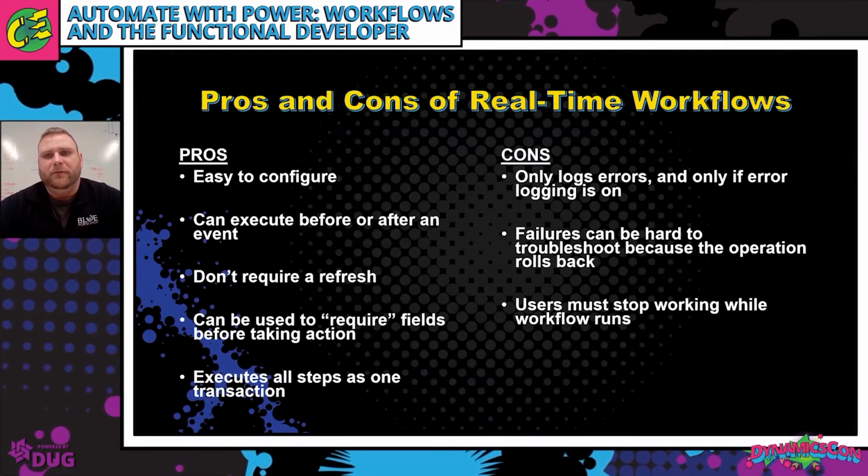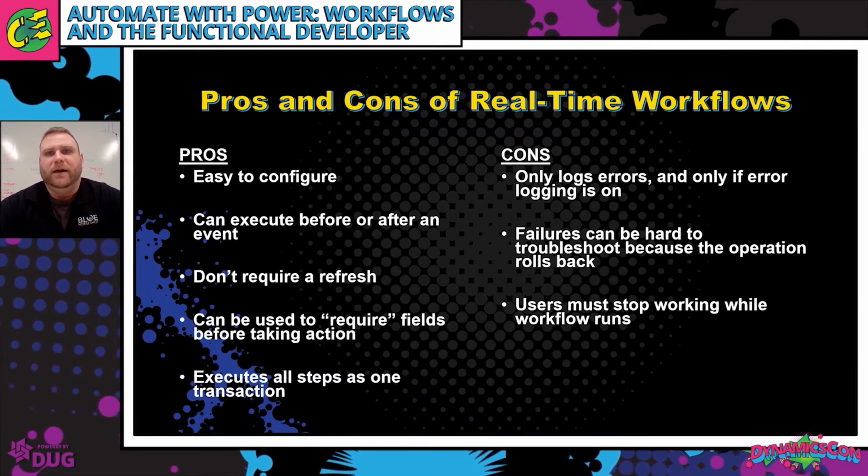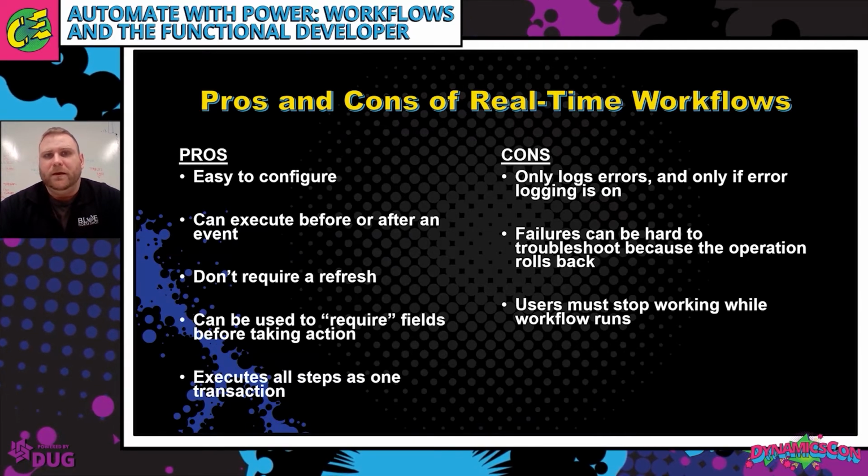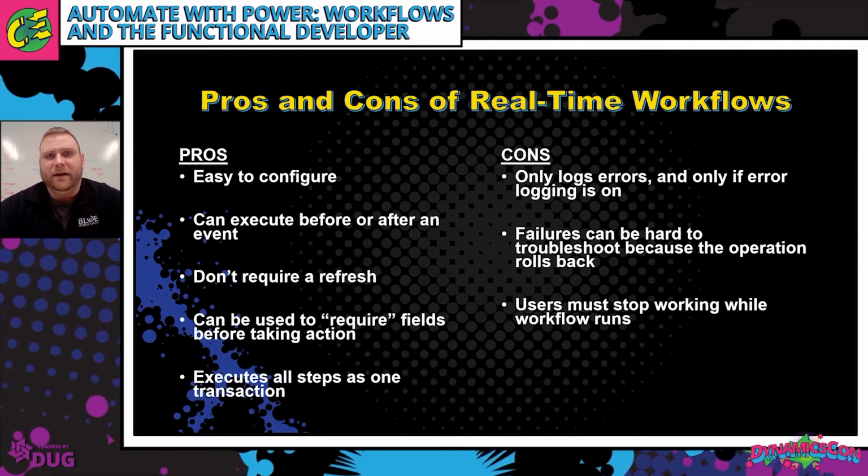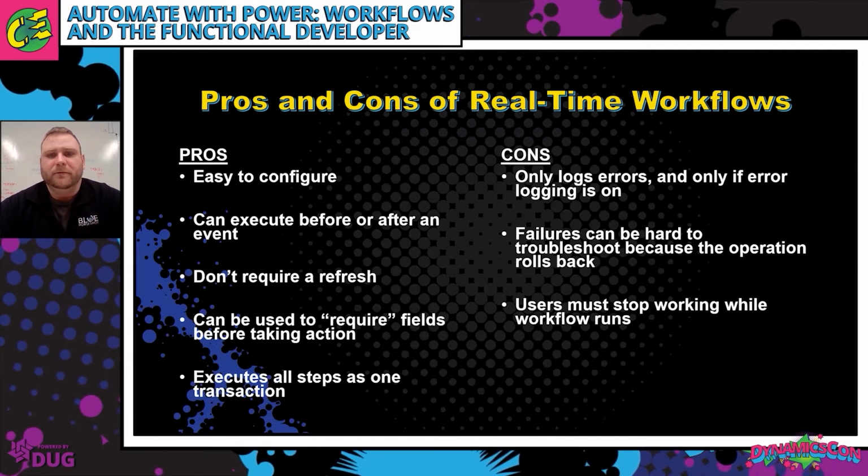Now, as I mentioned, the double-edged sword: failures can be hard to troubleshoot because the whole operation rolls back. If you have a workflow that has 3 or 4 child workflows associated with it, maybe nested within each other, and you're trying to figure out which one of those workflows caused a problem, it can be a bit of a headache. But for the most part, if you've got a skilled troubleshooter on your team and some experience digging in there, you can sort it out pretty well.